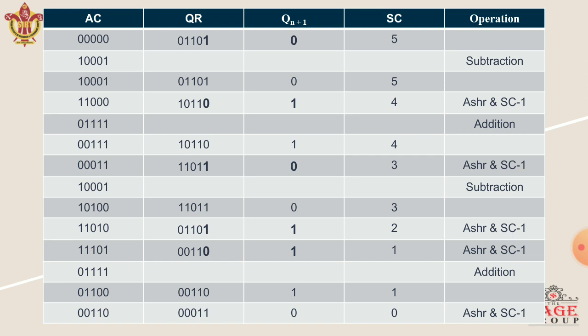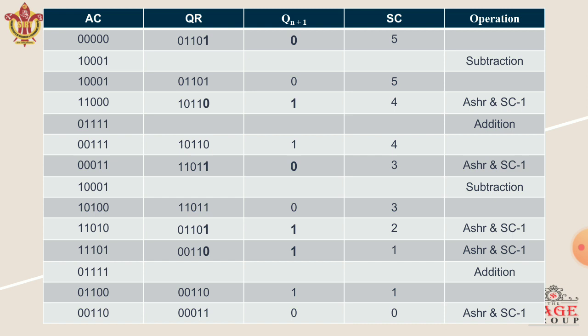After adding, we got the value 00111, and the remaining values of QR, Qn plus 1 and SC are unchanged. In the operation part, just write the addition operation, and after that follow the flow chart and accordingly perform the arithmetic shift right operation on AC, QR and Qn plus 1, and decrement the value of SC by 1 bit.